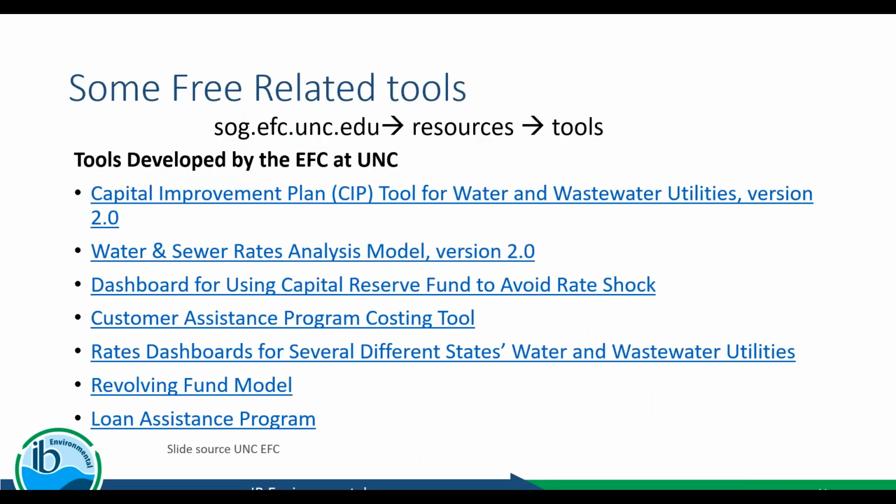And Stacey, this isn't required, right? Is that just something that well-managed utilities will do? That's a good question, Catherine.